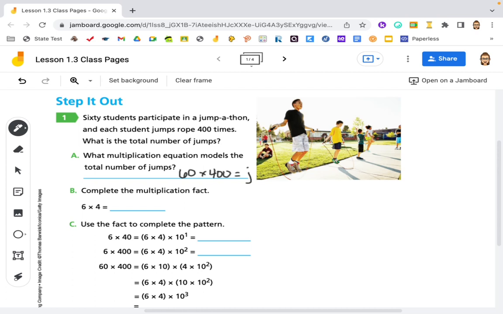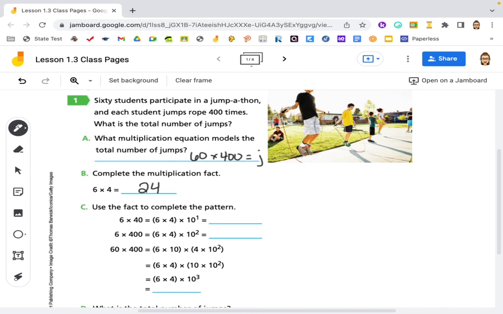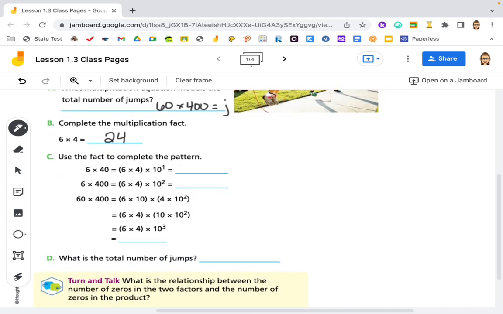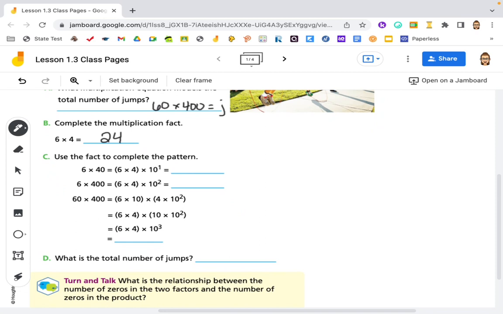And then it says complete the multiplication fact. So 6 times 4 is 24. Then it says, use the fact to complete the pattern. We have 6 times 40, where 6 times 4 is 24, and then times 10 to the first power, which means we're adding 1 zero, so we have 240. Then it's 6 times 400, so we do 6 times 4, which again is 24, and then times 10 to the second power, and so that means we have 2 zeros. So we have 2,400.